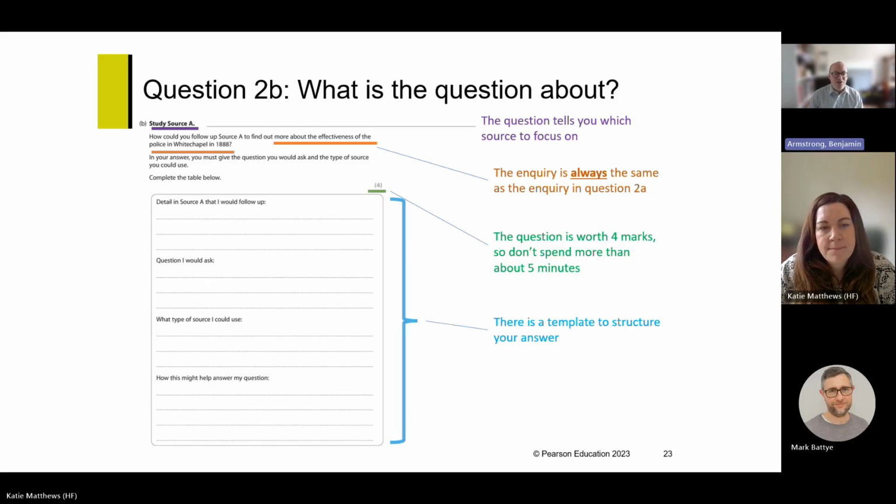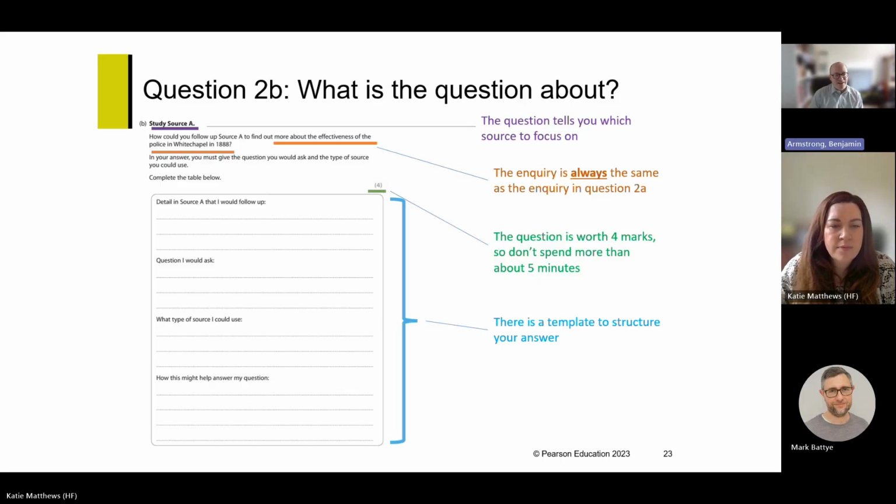Then it says in your answer, you must give the question you would ask and the type of source you could use. Complete the table below. Now this question is worth 4 marks. So we don't suggest you spend too long on this question. About 5 minutes is probably right. And if you look with the spaces for answering, you can see there's only 3 lines or 4 lines for the last one. So the examiner isn't expecting a lot of writing, even for 4 marks.